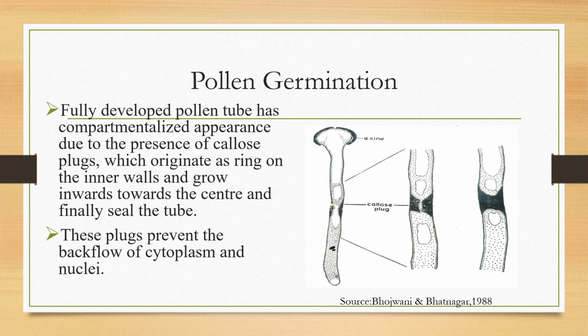After germination, the pollen tube elongates and passes through the style, and it actually has to reach the embryo sac. A fully developed pollen tube has a compartmentalized appearance due to the presence of callose plugs. It's in the form of a ring-like structure which appears, grows inwards towards the center, and finally seals the tube. These plugs prevent the backflow of cytoplasm and nuclei. Meanwhile, gametogenesis is over. Microgametogenesis: two male gametes and one tube nucleus move towards the tip of the pollen tube, and plugging takes place so that the backflow of the cytoplasm and nuclei is prevented.